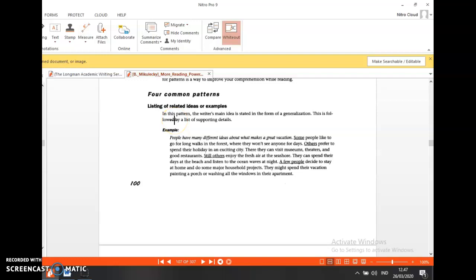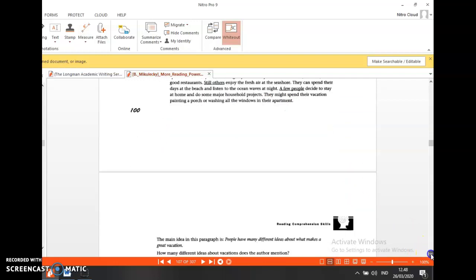The first one is listing of related ideas or examples. In this pattern, there will be a list of things that the author is going to write or the reader is going to read in that paragraph. For example, here, people have many different ideas about what makes a great vacation. So what we expect in the next sentences is the list of these different ideas. Some people like to blah blah blah. Others prefer to blah blah blah. Still others enjoy blah blah blah. A few people decide blah blah blah. This is listing. This lists the different ideas that the author has already mentioned in the first sentence of the paragraph.